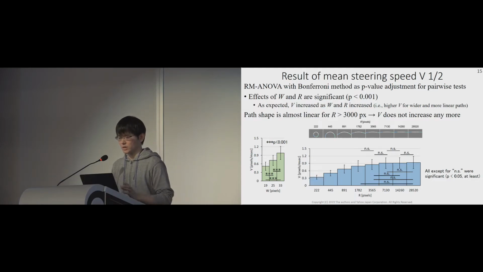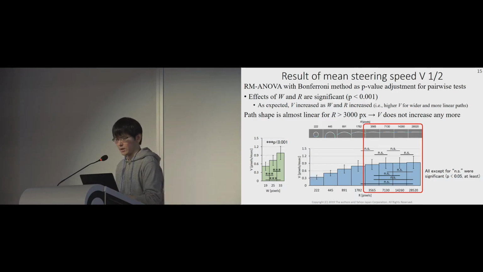Okay, this is a general result of the average speed. First, the effects of path width and curvature radius are significant. As the green chart shows, the speed increased as the path width increased. And as the blue chart shows, the speed increased as the curvature radius increased. An important point is that as the curvature radius increases, the path shape becomes almost linear. Therefore, the speed doesn't increase anymore.